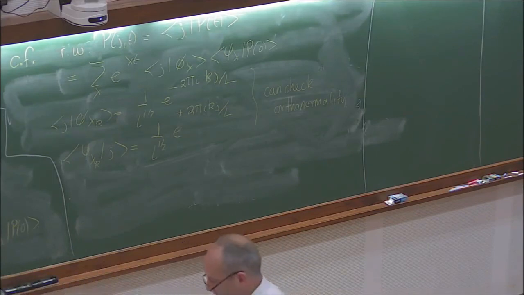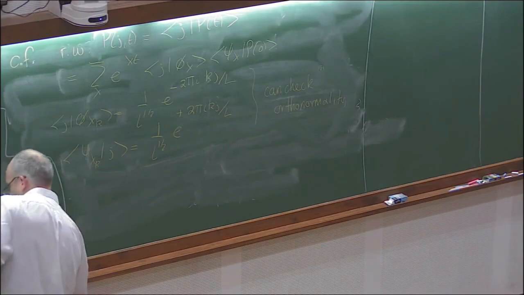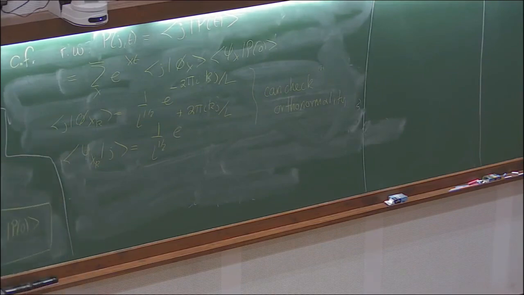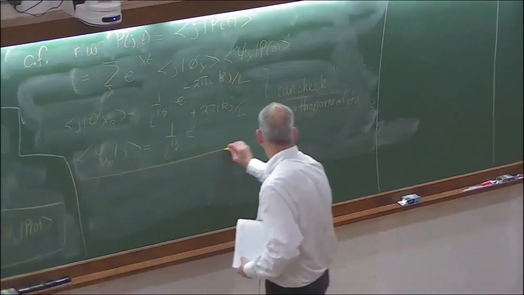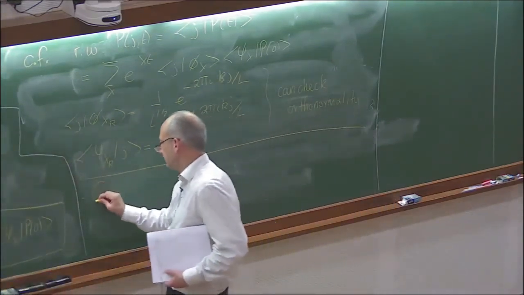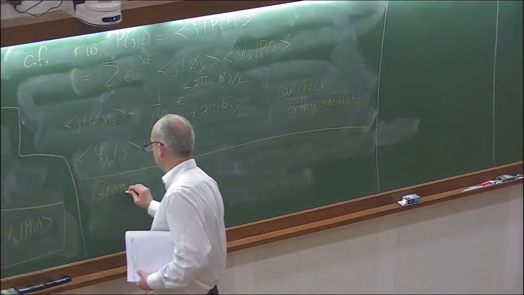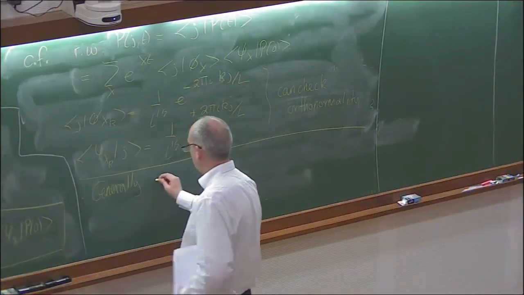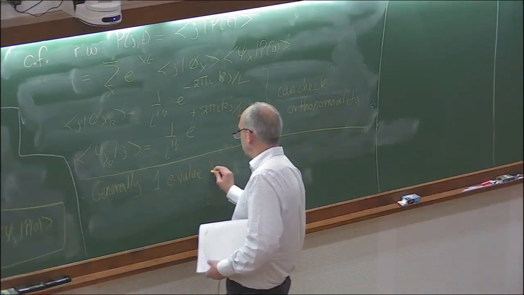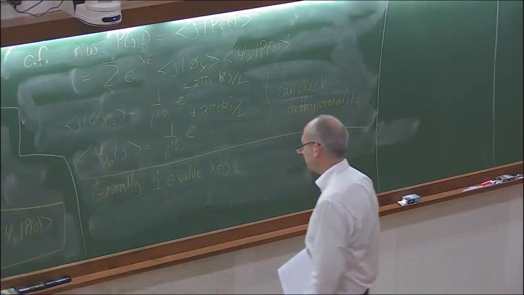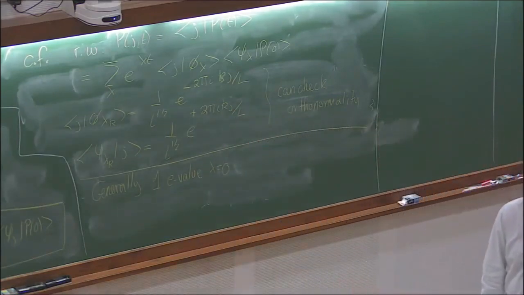Okay, so let's go back now and look at the general properties of, so this is the general solution. We've got a sum over lambda of this. So then, generally, we have one eigenvalue, lambda equals 0. And this gives the stationary state.